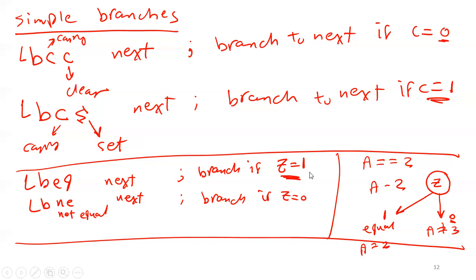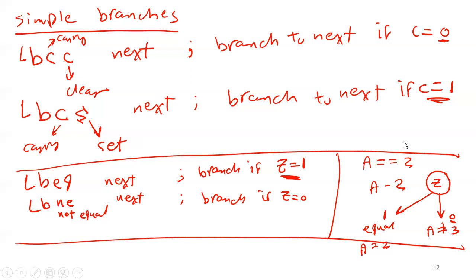You understand the logic? So equal means the zero flag is 1, right? So here, branch if equal, and branch if not equal means the zero flag is 0. Any questions? Don't worry, I'm going to teach many instructions, then I'm going to give you a lot of examples. Using examples, you will understand more.